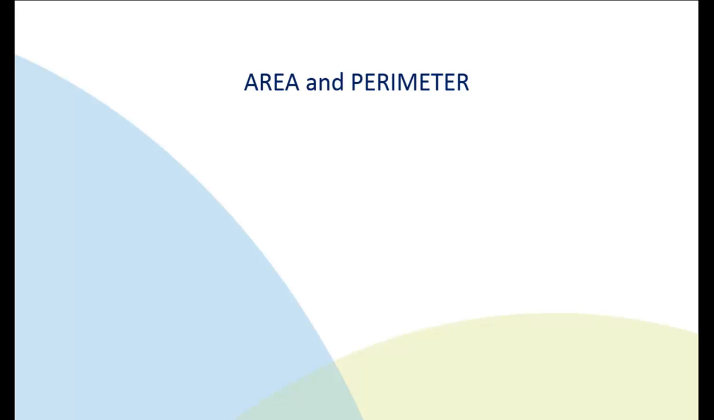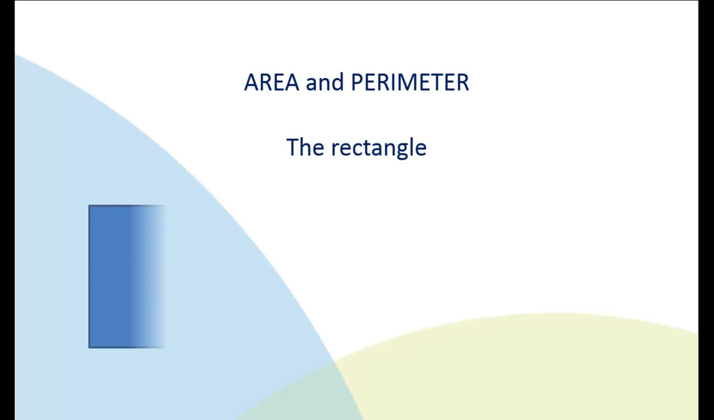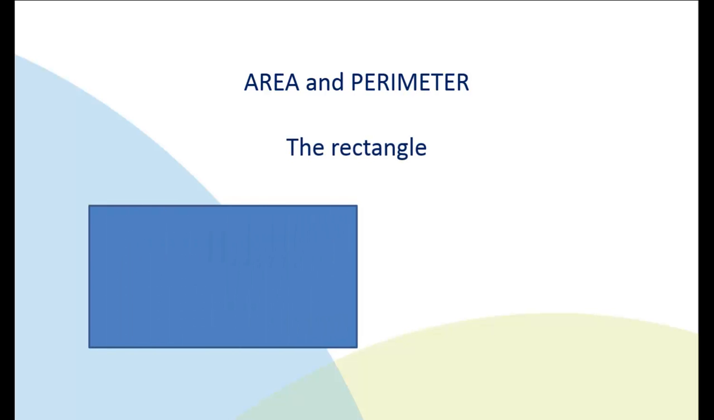And welcome to this little video on area and perimeter. We're going to look at two shapes. First up, the rectangle. And there's our rectangle there. And we're going to call this thing across here the length and that one the width. We could have them the other way around if you want. It's not a big problem.